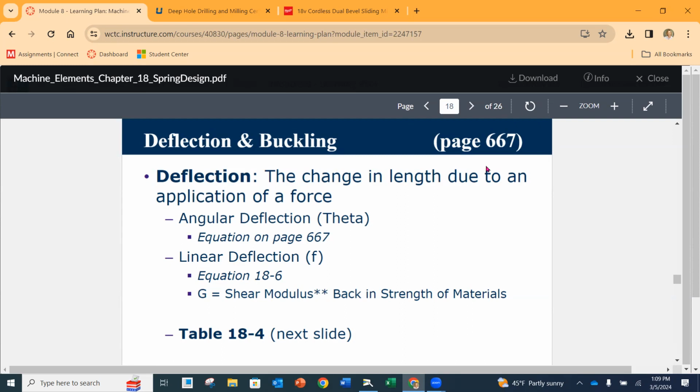So linear deflection is going to be a small letter f. Angular deflection, in terms of a torsional spring, is going to be in terms of theta. Now the equation for linear deflection is going to be found on page 667 at the bottom of the first column.